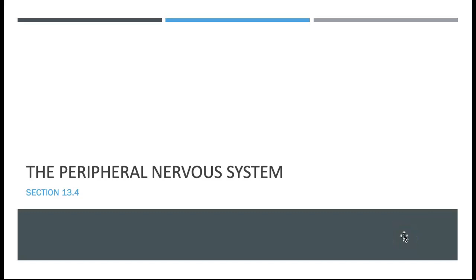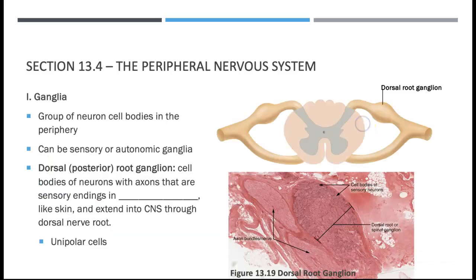Hello and welcome to your video lecture on section 13.4, where we are going to talk about the peripheral nervous system. Starting off with our ganglia. Whenever you see this ball-like structure within our peripheral nervous system, we are going to call this a ganglion for singular and ganglia for plural.